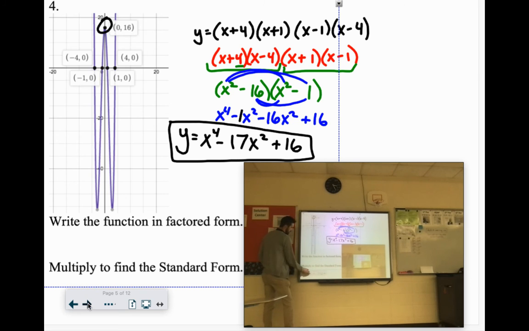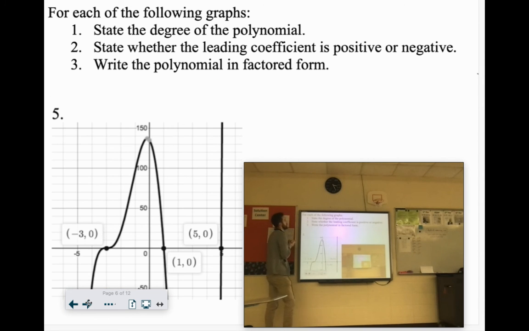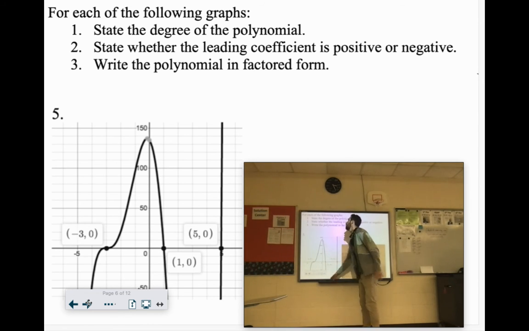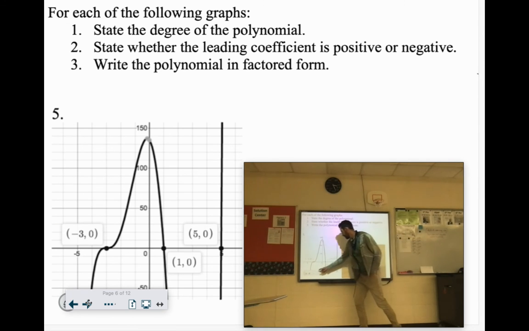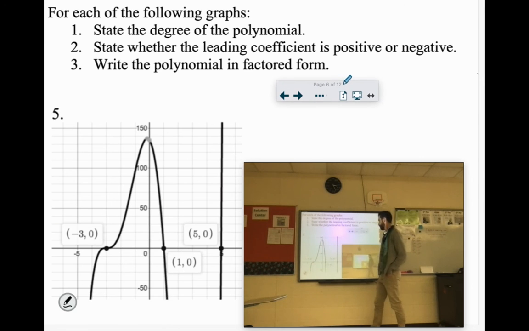That was number 4. How about number 5? State the degree, state whether the leading coefficient is positive or negative, and write it in factored form. Oh, great, they're saving us a step. We don't have to multiply it out. That's good. Degree of the polynomial. Well, that could be a little tough. I see that it's even.